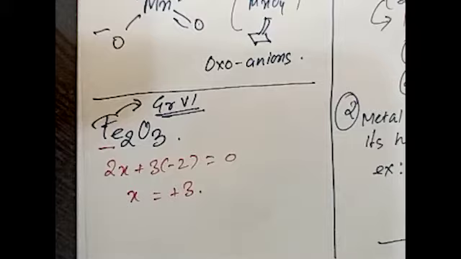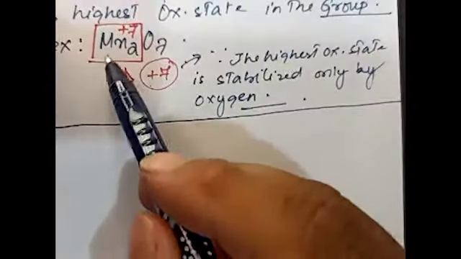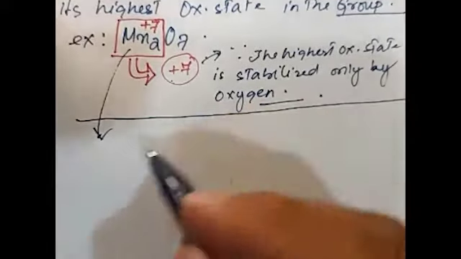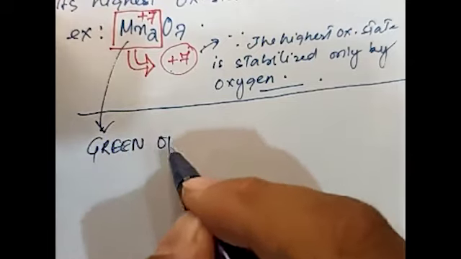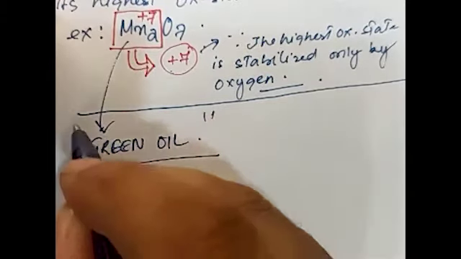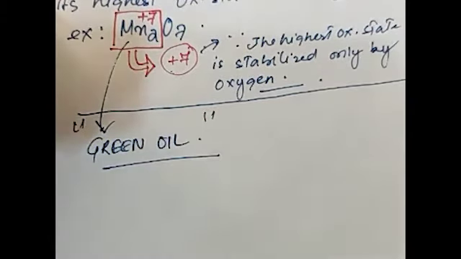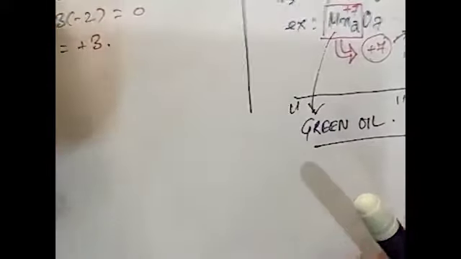Okay. Mn2O7, by the way, one example. Mn2O7 is also known as green oil. Fine. Okay. One more example.